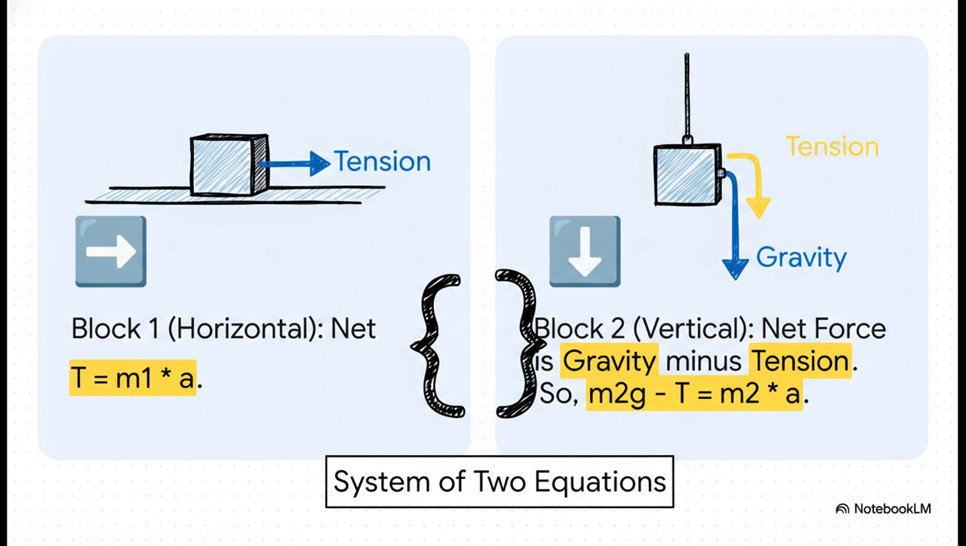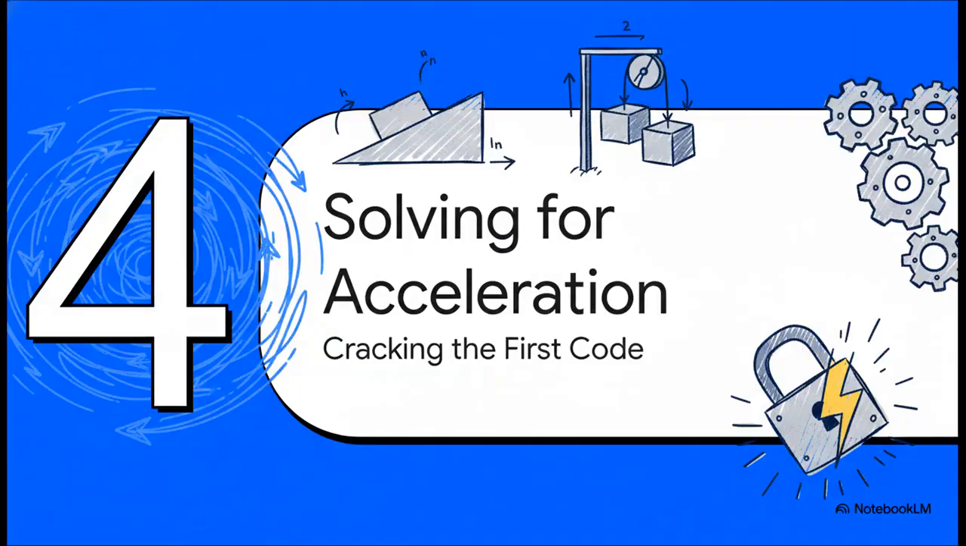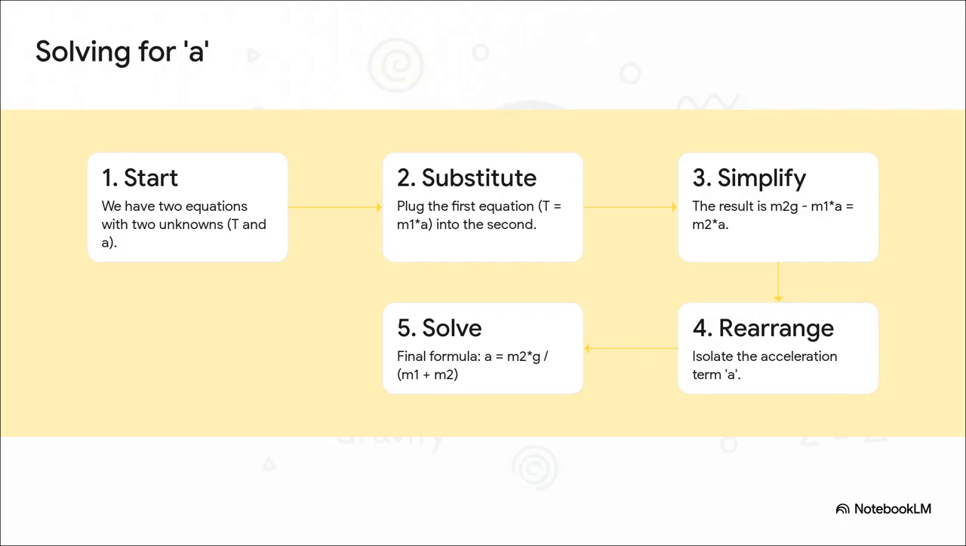And just like that, we've got ourselves a system of two equations. And with these two equations, we have everything we need. We are officially ready to crack our first code, the acceleration of the entire system. This is where the magic happens. We have two things we don't know, A and T, but we also have two equations. The slickest move here is substitution. We know from our first equation that T is just M1 times A, so we can pop that right into the second equation. Then we just do a little bit of algebraic shuffling, get all the A terms on one side, and boom, we're left with this beautiful, clean formula for acceleration.